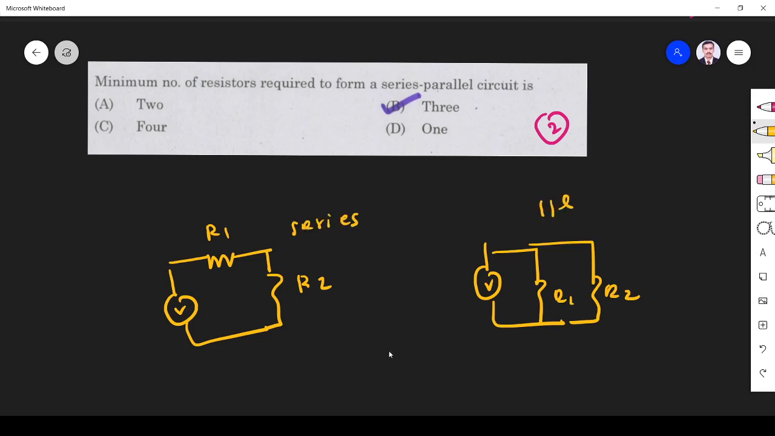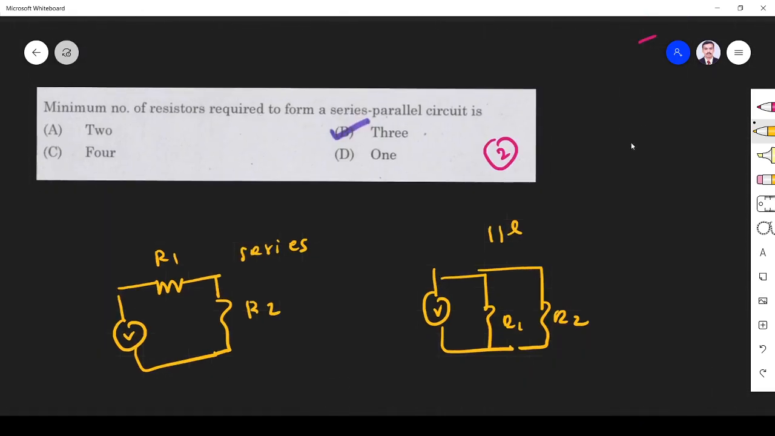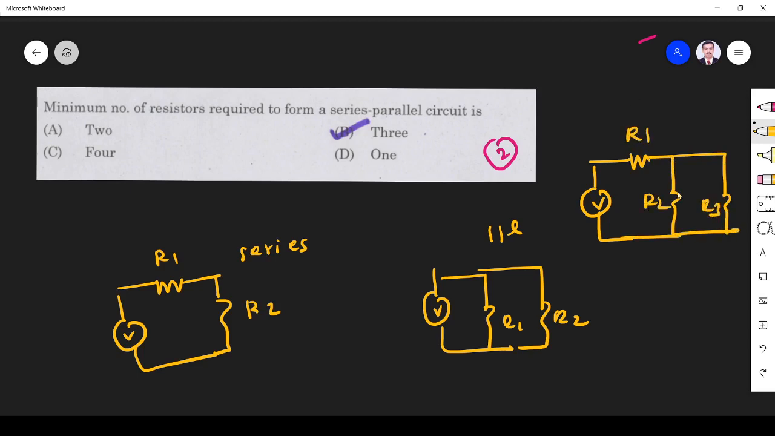But what they ask is a series parallel combination. By using 2 resistors, I can generate either a series circuit or a parallel circuit. But they ask for series and parallel, so I should have both. Let us assume it is R1, R2, and now these two are in parallel with the series one. So for series and parallel, I need a minimum of 3 resistors. So option D is the right answer.